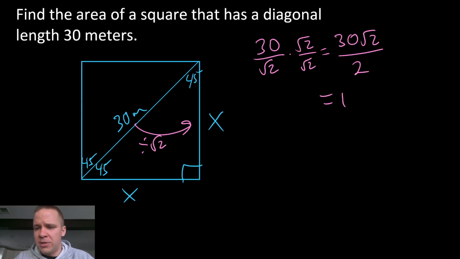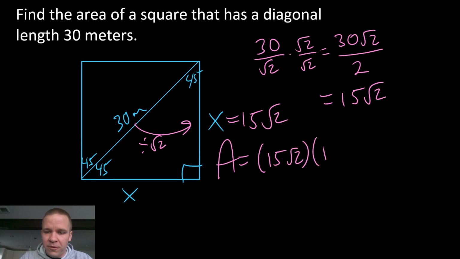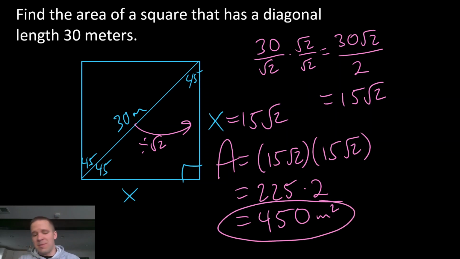Okay, so 30 divided by 2 is 15 root 2. So that's my side length right there. And I know that the area of a square is either base times height or side times side, however you want to look at it. Side squared, so 15 root 2 squared. My area is going to be 15 root 2 times 15 root 2, or 15 root 2 squared. So I'm going to get 225 times 2, which is going to be 450, and we've got meters squared. Boom. There is my area.